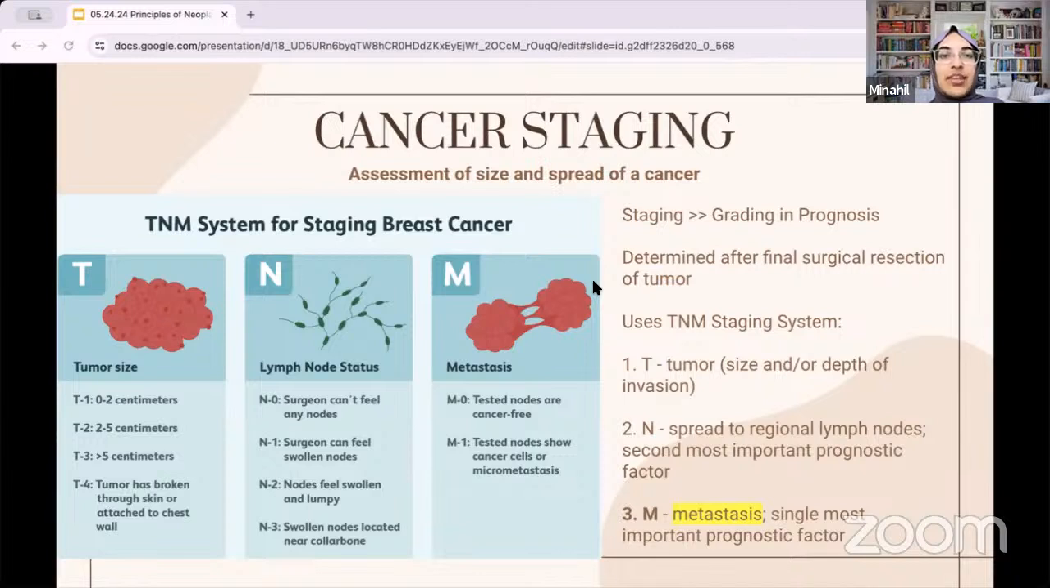Cancer staging tends to be determined after the final surgical resection of the tumor from a biopsy, or just when it's being taken off. And so the staging utilizes this TNM staging system. And again, staging is superior to grading in prognosis and also diagnosis of the patient's cancer.